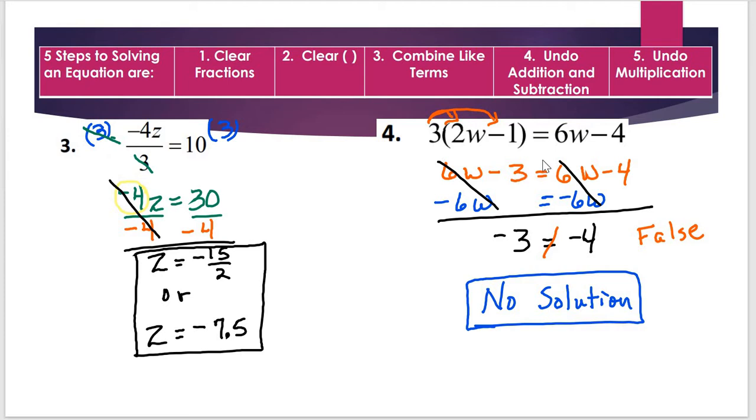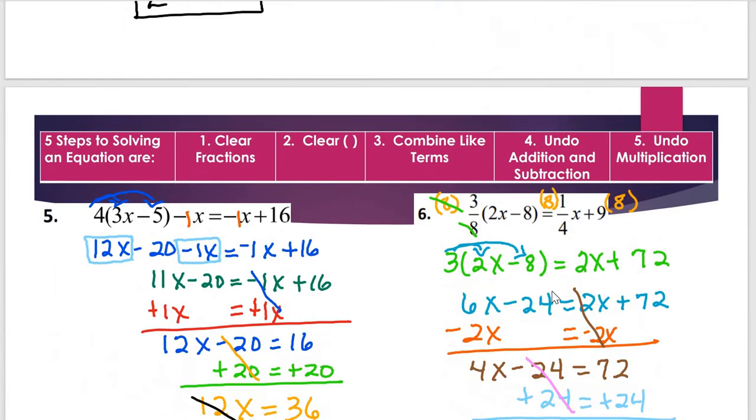3 times a negative 1 is 3. And then bring down your 6w minus 4. Always try to get your variables from the right-hand side over to the left-hand side. And you see when you use the inverse operation right here, a positive 6w becomes a negative 6w. This cancels out. Bring down what's left, a negative 3 does not equal a negative 4. So this is false. So this is a no solution.